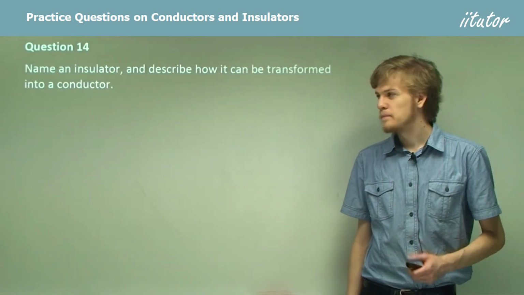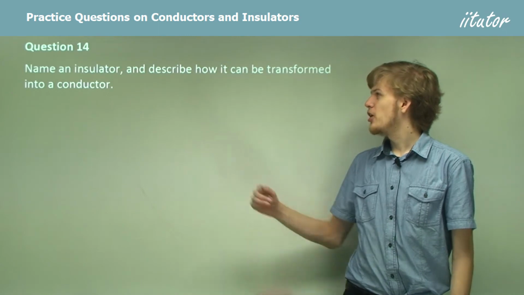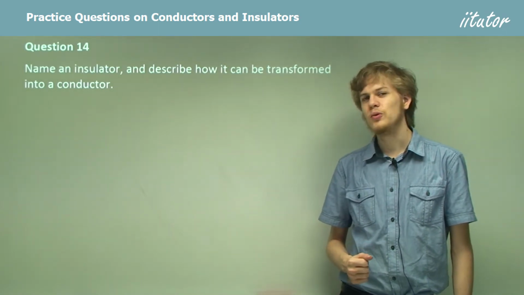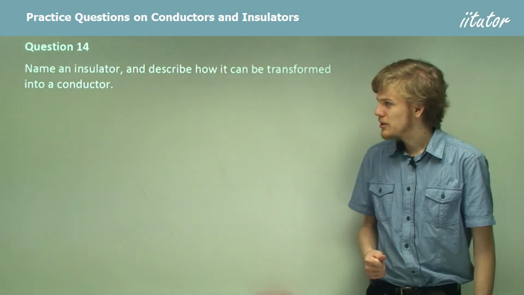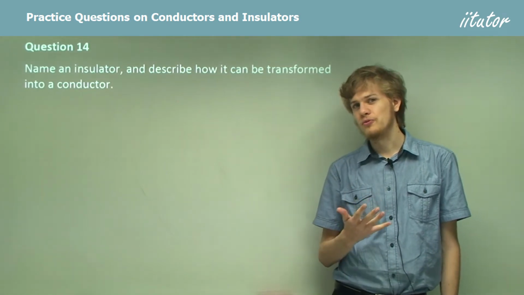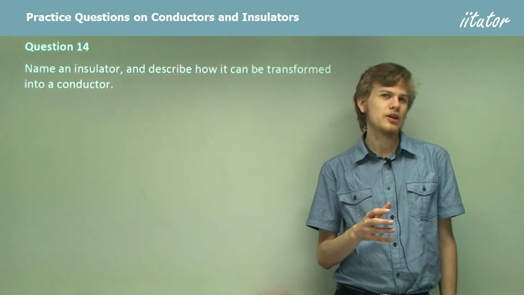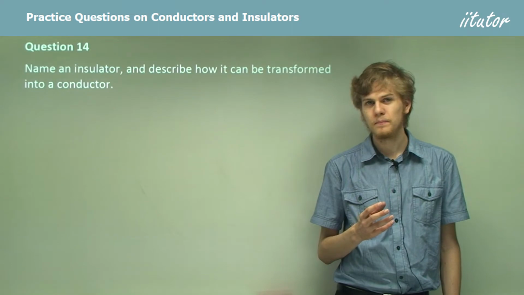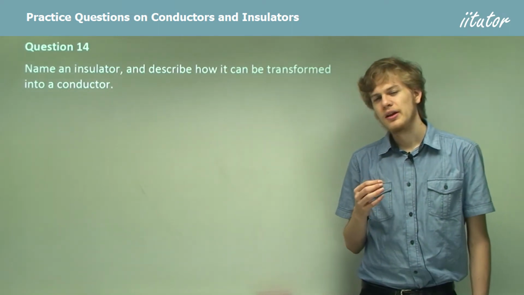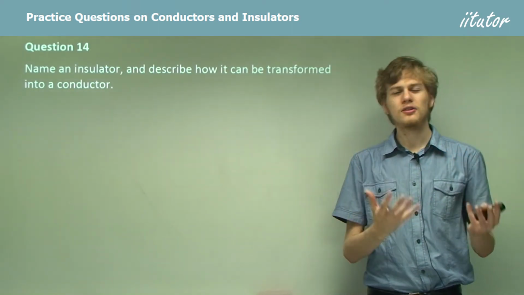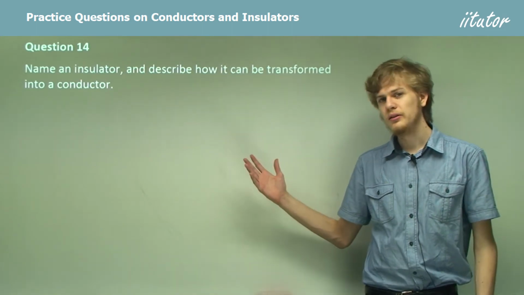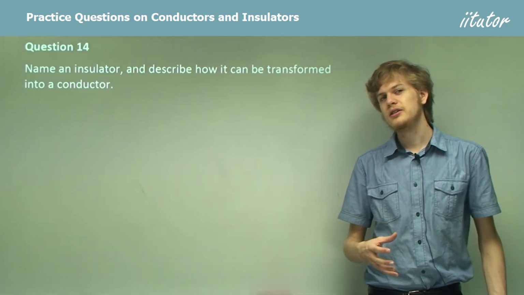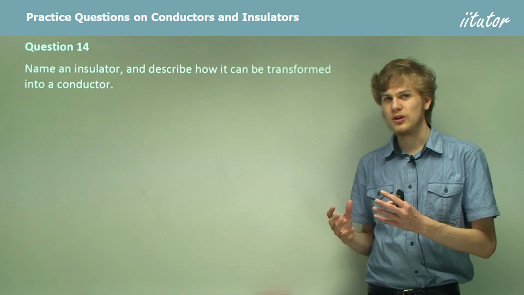Question 14. Name an insulator and describe how it can be transformed into a conductor. Now, it might be tempting to write down something like a block of wood, but it's not very easy to make a block of wood conduct electricity. So what we need to do is think of perhaps a conductor to start with that's not metal, and then figure out how to change it into something that is not a conductor.